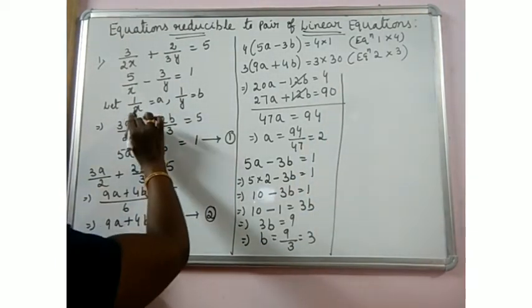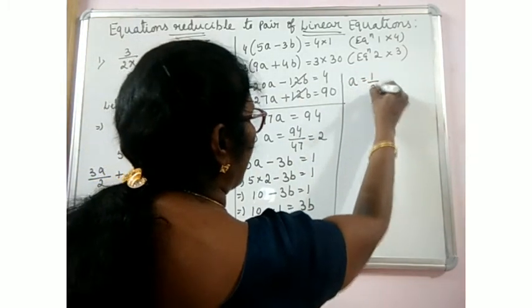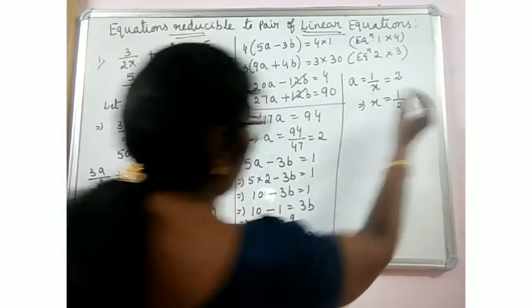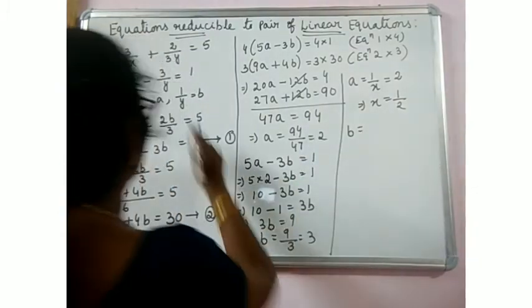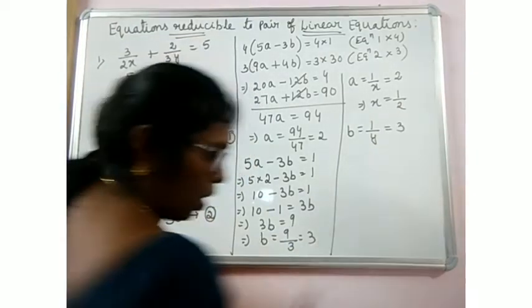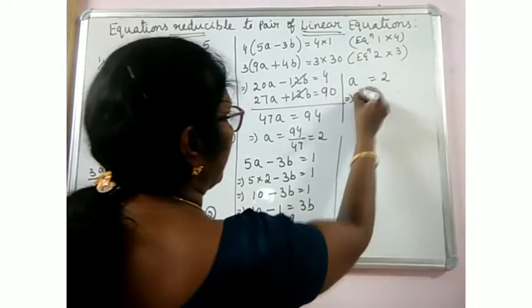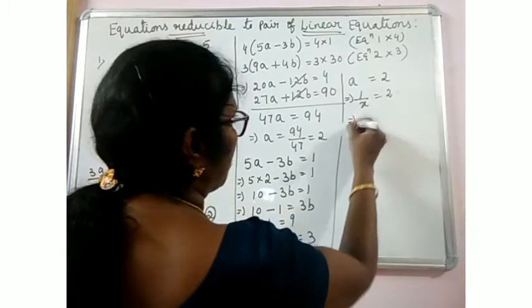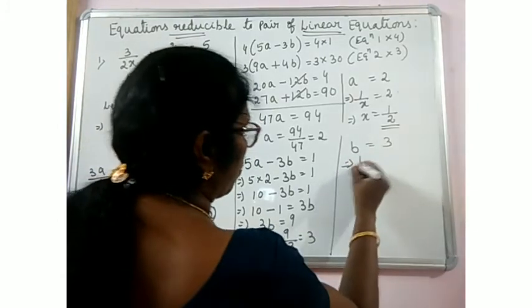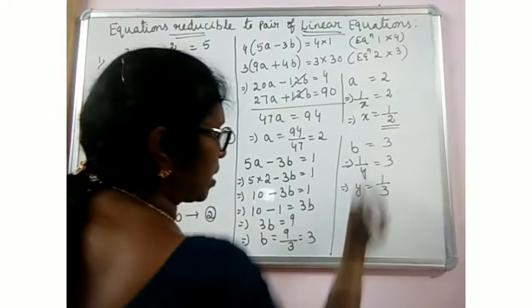But we have taken a as 1 by x. So a is equal to 1 by x, that equals 2. That means x is equal to 1 by 2. Similarly, b is equal to 1 by y, that is equal to 3. Or you can write like this, don't confuse. a is equal to 2, but a means 1 by x is equal to 2. That means x is equal to 1 by 2. Similarly, b we got 3. b means 1 by y, we have taken 3. That means y is equal to 1 by 3.